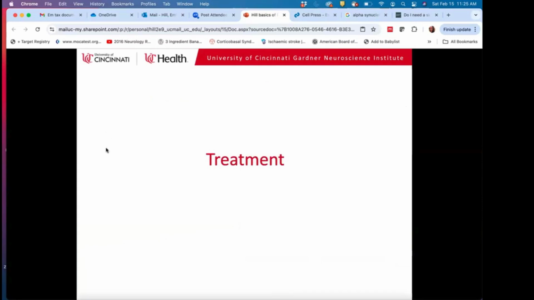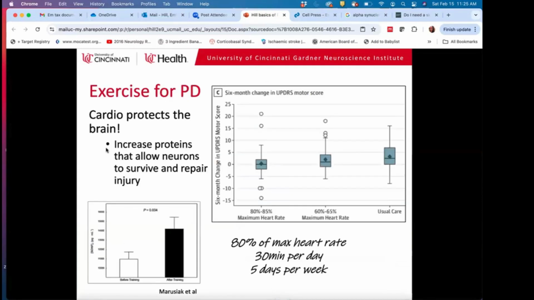Okay, next I have treatment. First of all, exercise. Exercise protects the brain. We actually have a mechanism. We know why it works. It increases chemicals in the bloodstream that will protect brain cells. So your body makes these chemicals to increase the health of your brain cells, and you can boost them with cardio. And actually, we just found out too that weight training is really good for you too.